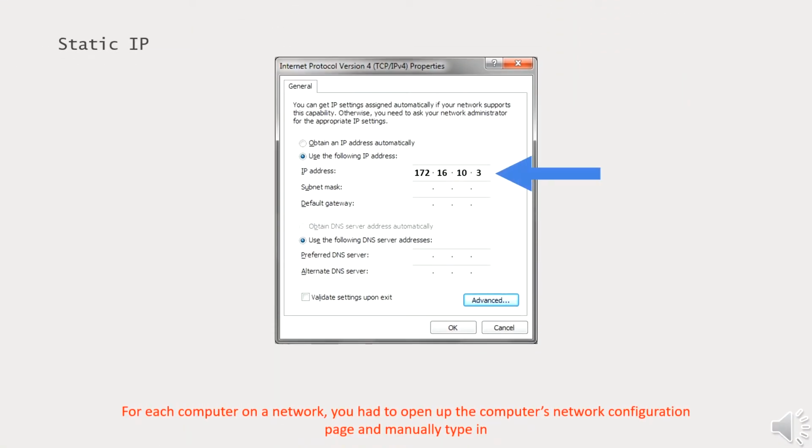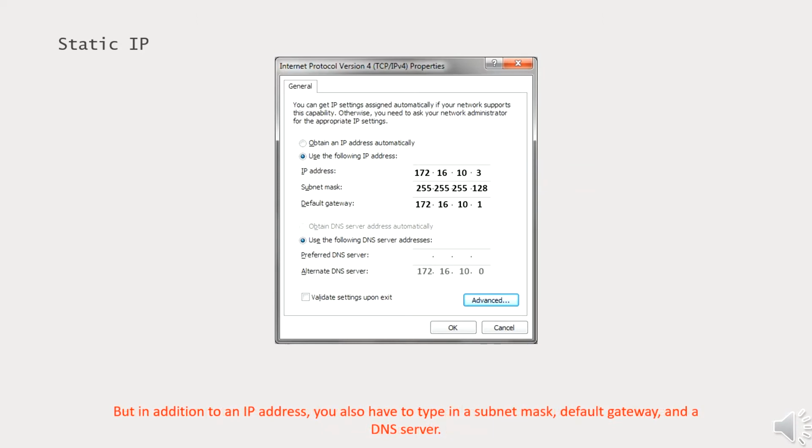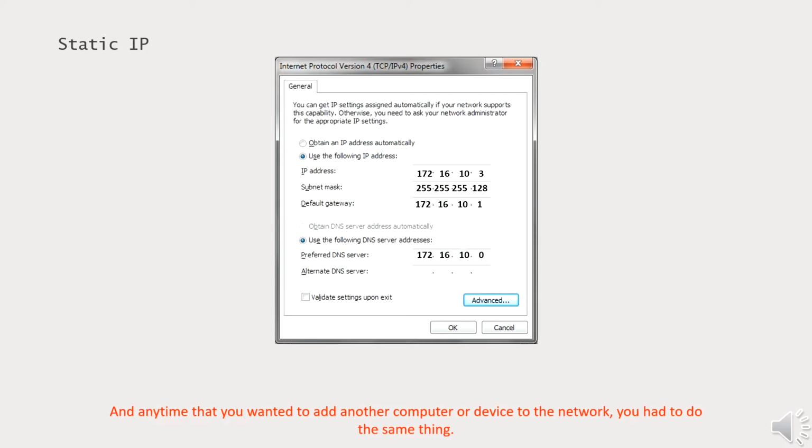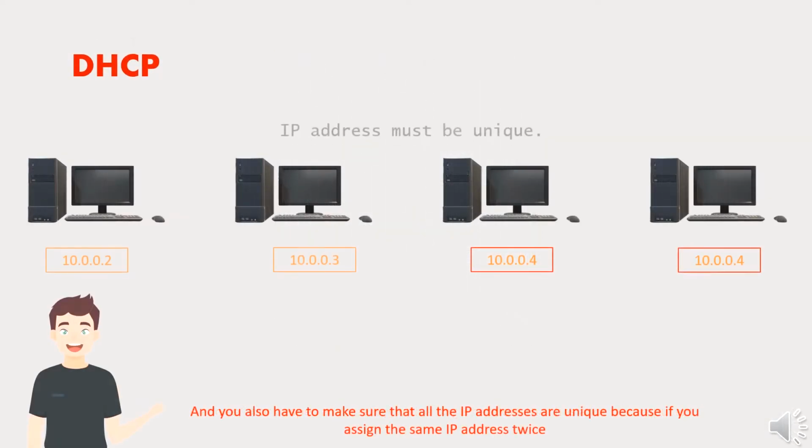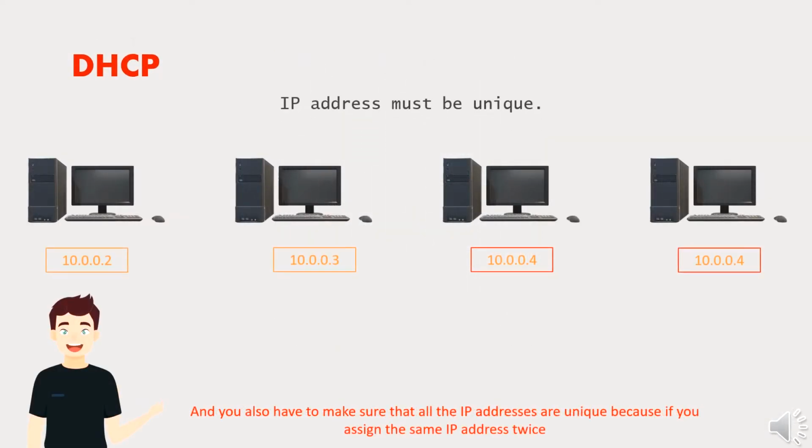For each computer on a network, you had to open up the computer's network configuration page and manually type in. But in addition to an IP address, you also have to type in a subnet mask, default gateway, and a DNS server. And anytime that you wanted to add another computer or device to the network, you had to do the same thing. This could be a lot of work, especially dealing with a large network that has a lot of computers. And you also have to make sure that all the IP addresses are unique, because if you assign the same IP address twice, it will cause an IP conflict and will cause those computers to not have access to the network.